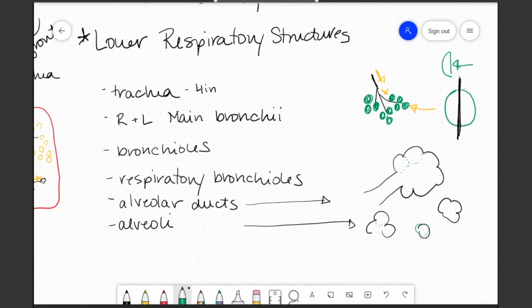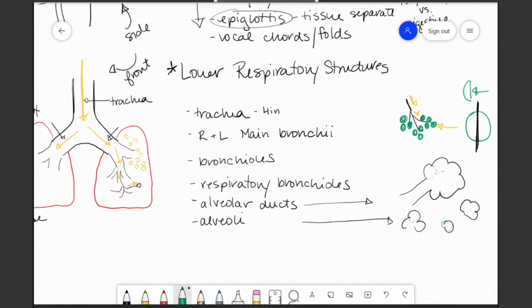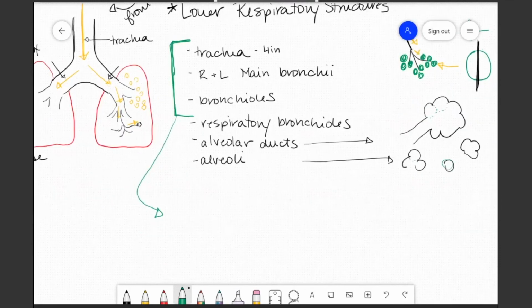So one cool thing about this process with our lower respiratory structures is when we are looking at these right here, our trachea all the way to our bronchioles, there is no exchange of gases. So these three structures, trachea, right and left main bronchi, and their bronchioles, are going to be called your conducting zones.